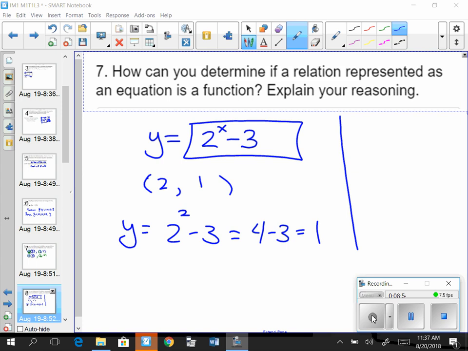For what I'm looking for here, you should have some kind of complete sentence. When in doubt, go back to the definition of a function. Every input gives you specifically one output. You never get two outputs from the same input.